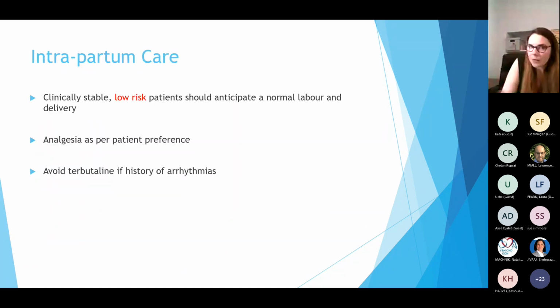So apart from pacemakers, otherwise intrapartum care, very reassuringly, if the patient is clinically stable, low-risk patients should anticipate a completely normal labour and delivery. You can prescribe analgesia as per patient preference, and the only consideration really would be to avoid terbutaline if the patient has a history of arrhythmias.